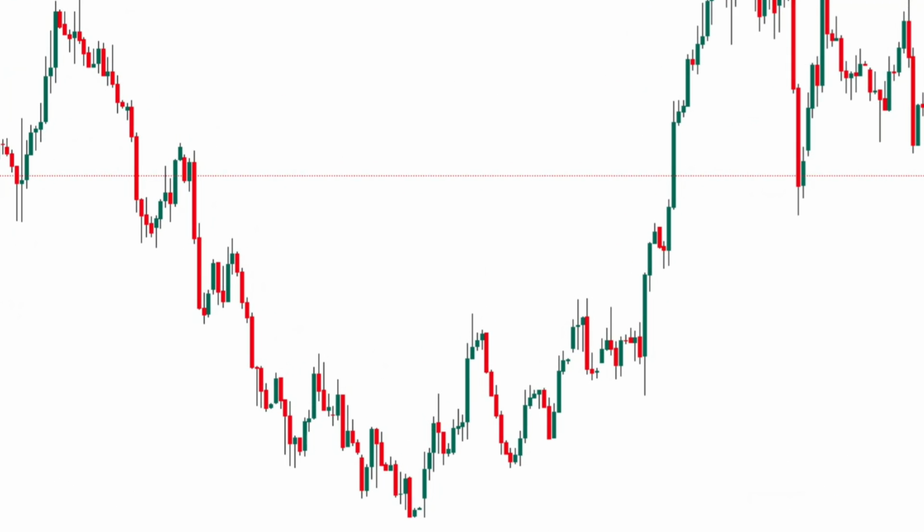We can see a mitigation block here. We have price like this come back, and then it took out this level, and price came back to this area. We can see it at this point.